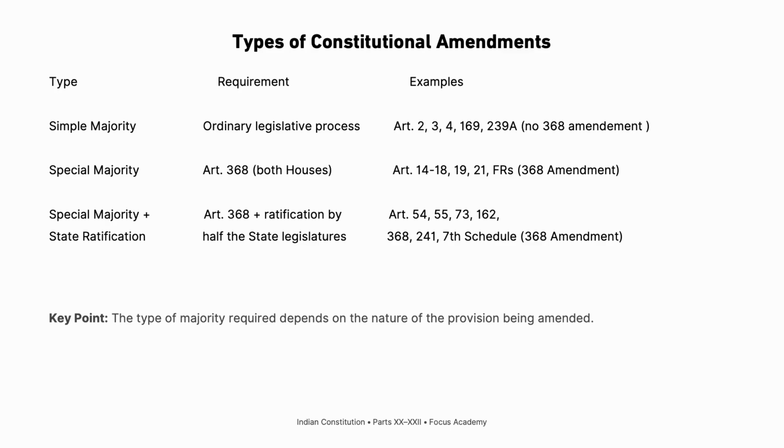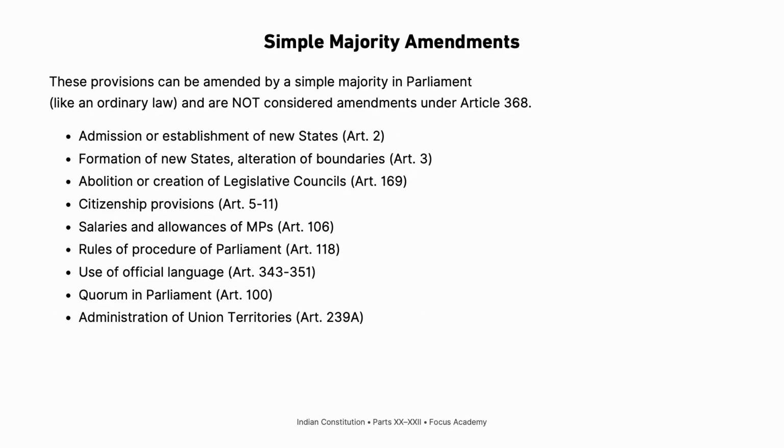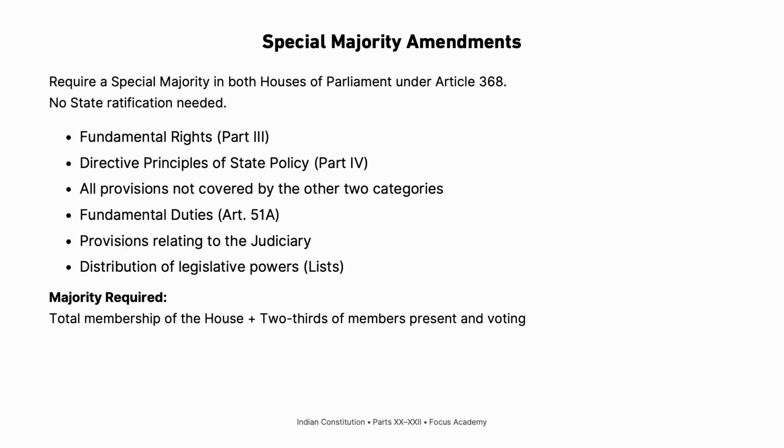These are simple majority amendments that are not considered constitutional amendments. The rest of the Indian Constitution is considered a constitutional amendment. But there are two types of constitutional amendment. One is special majority amendments. Two is special majority plus state ratification. Okay, now let us first study special majority.